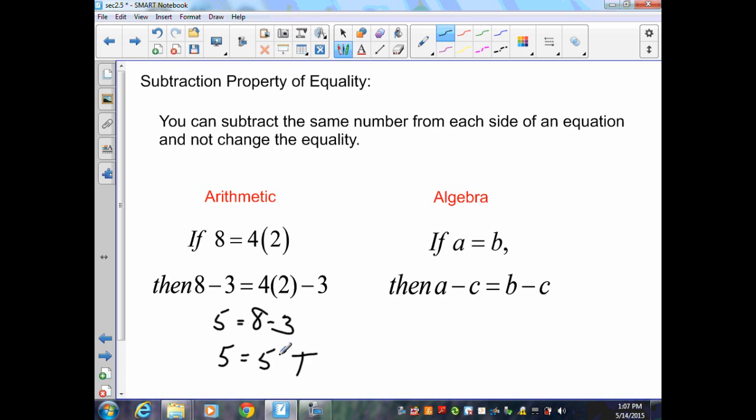Algebraically, it's similar to the previous slide. If A equals B, and I subtract the same quantity from both sides, the equality does not change. The statement or equation is true.